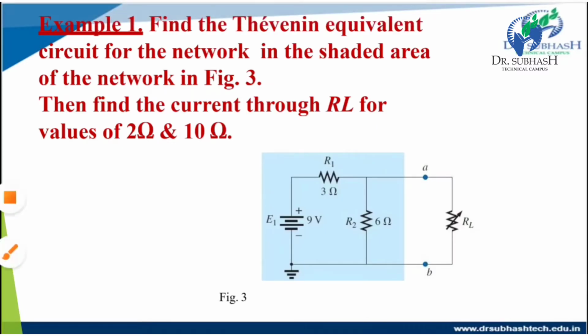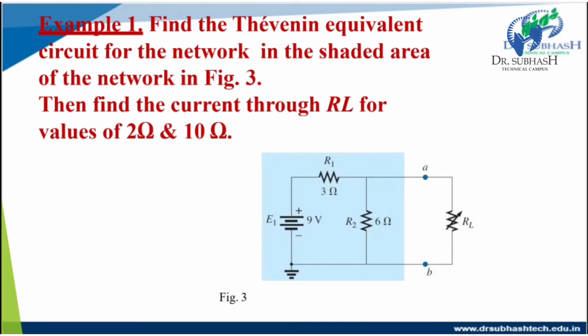So now we just move to our example. Find the Thevenin equivalent circuit for the network in the shaded area of the network, figure 3. Then find the current through RL for values of 2 ohm and 10 ohm. So RL value we have to put differently, like 2 ohm and 10 ohm, after finding the equivalent of Thevenin.